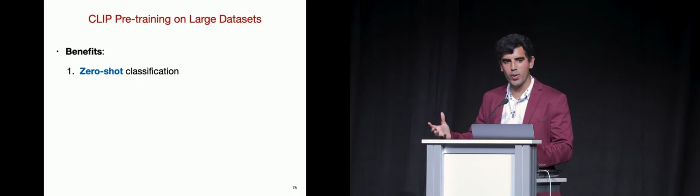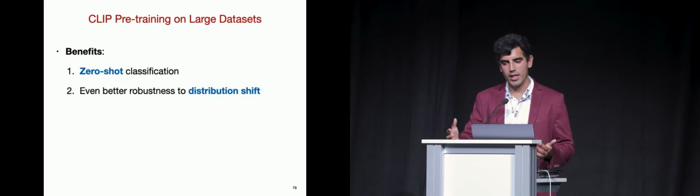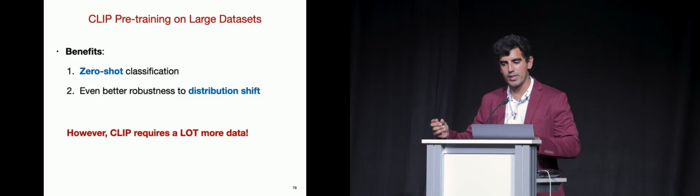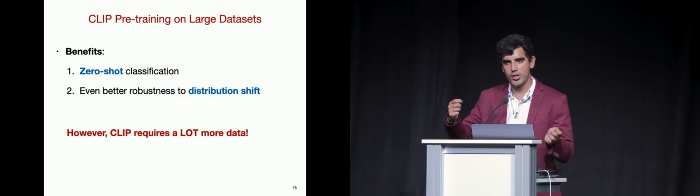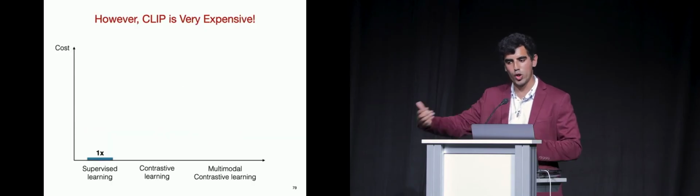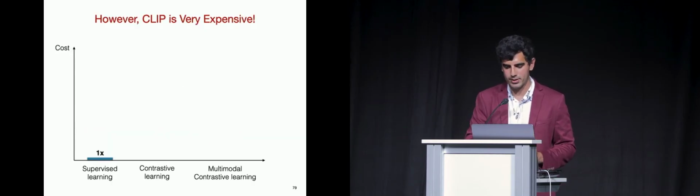You can see why this is very useful. In contrastive learning, while we didn't need labels per se, we still needed a small fraction to train our linear model. But here, we don't even need that. And we can generalize in a zero-shot manner to a variety of tasks.